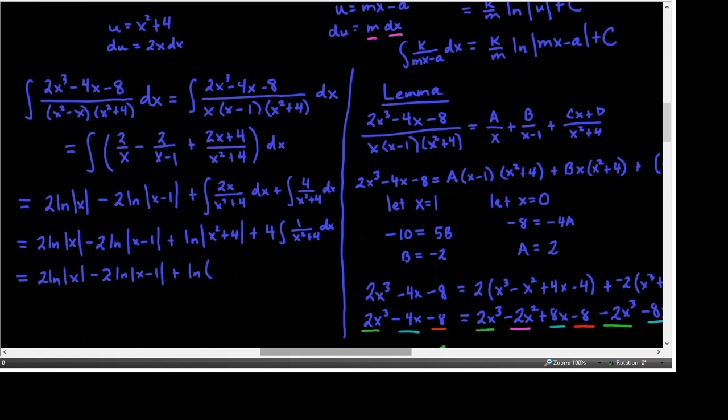Oh, and by the way, x squared is non-negative. If I add 4 to a non-negative thing, it's definitely positive. So those absolute values are technically not necessary.